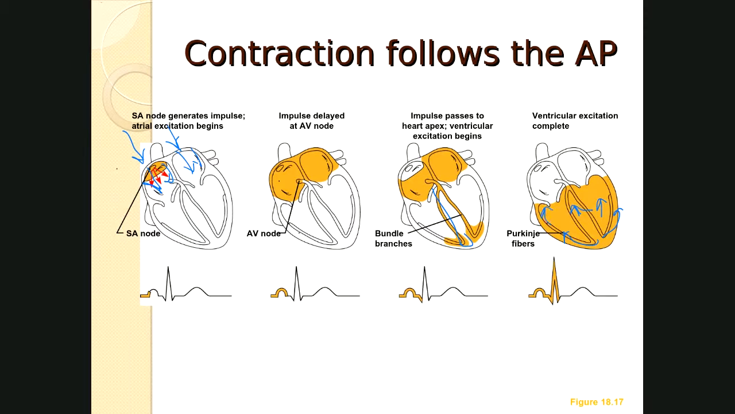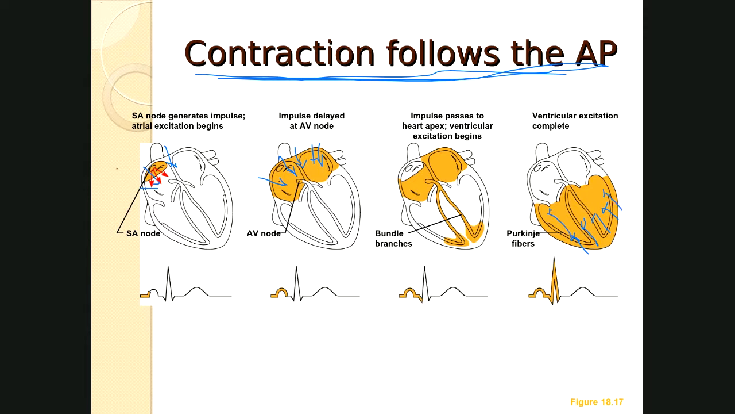And that's exactly the way the contraction is going to happen too. So this represents the action potential, but the contraction follows the action potential. So the contraction happens in exactly the same pattern. In the atria, it happens from the top down. But in the ventricles, look, it happens from the bottom up. And so if you think about how the heart beats, if you look at my picture, it beats like this. So from the top down and then the bottom up.